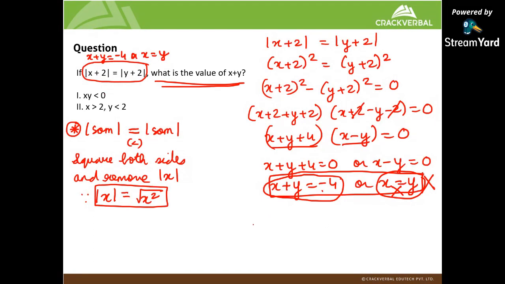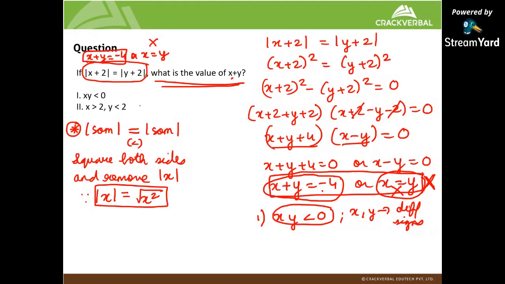The first statement gives me xy is less than 0. You see what it's given? They're telling me x into y is less than 0. So if I analyze the statement, it basically tells me x and y have to have different signs. Now think about it. If x and y are going to have different signs, I definitely cannot say x is equal to y. So that is a possibility that I'm going to rule out. So I'm left with only one remaining possibility, that x plus y is equal to minus 4. And that is sufficient for me to answer the question. So the answer is AD.